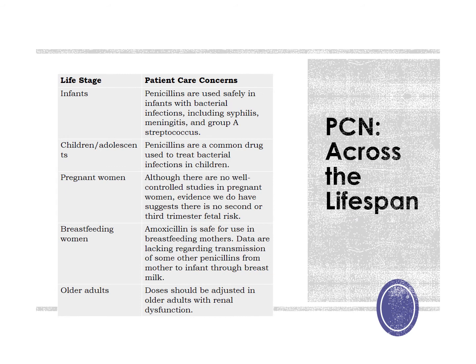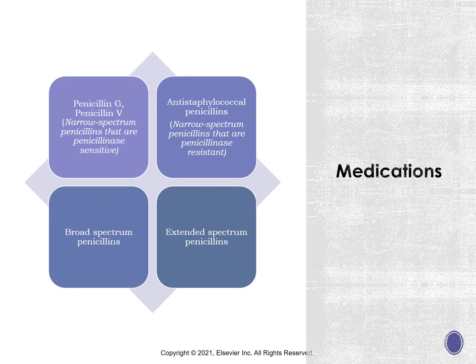This table shows penicillin use across different age groups. They are safe in infants and children. They are most likely safe in pregnant and breastfeeding women, but doses should be adjusted in adults with renal dysfunction. Now we're going to talk about the four different classifications of penicillins and dive into each one.